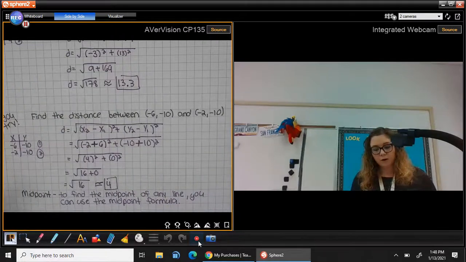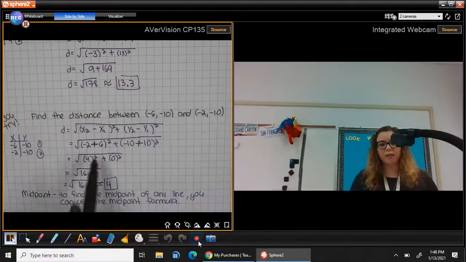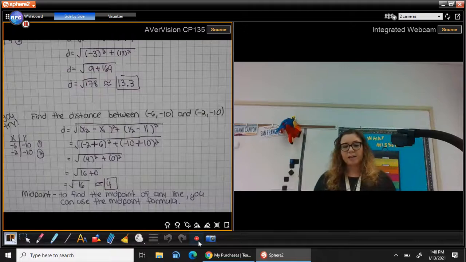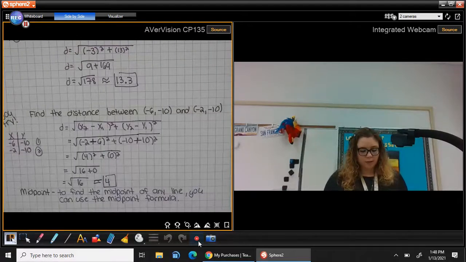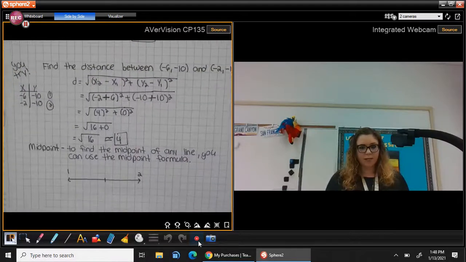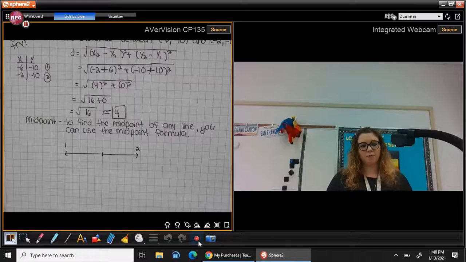If you got this one wrong, I would go back and look at your negatives, okay, because that's probably where your mistake was. You have to pay really close attention to those negatives. Okay? So the next formula is the midpoint formula.